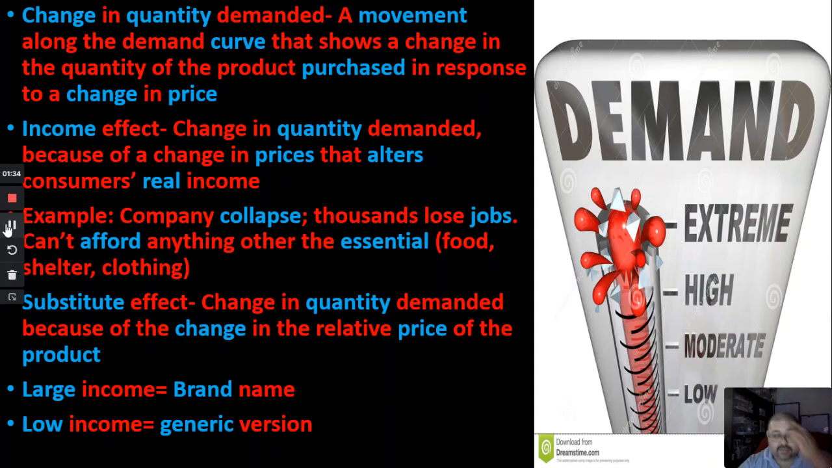Now here's the thing: a change in quantity demand is a movement along the demand curve that shows a change in the quantity of a product purchased in response to a change in price. So, what does that mean? Well, basically, because the price of something goes up or down, people are either going to want it less or more. Because remember, when prices are cheaper, people tend to buy more of it.